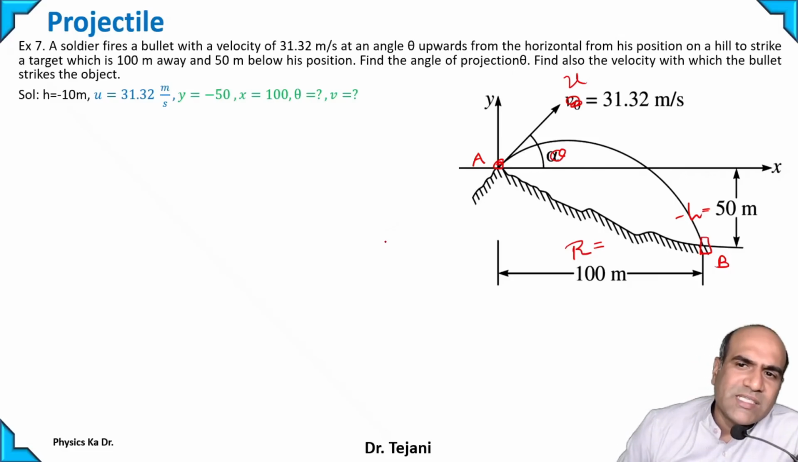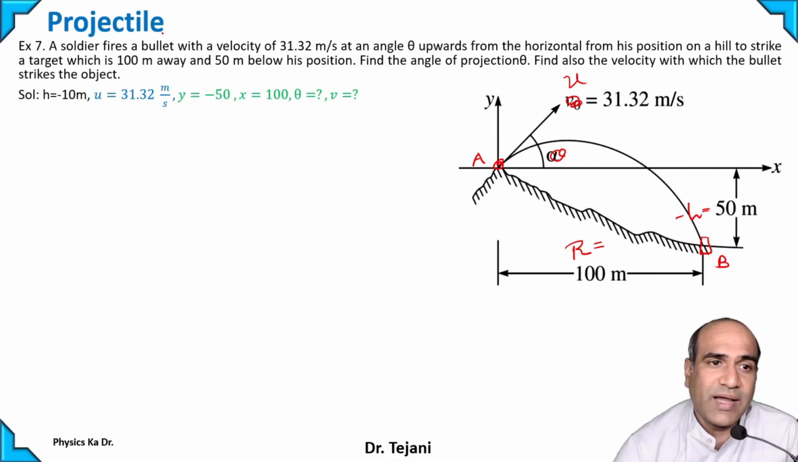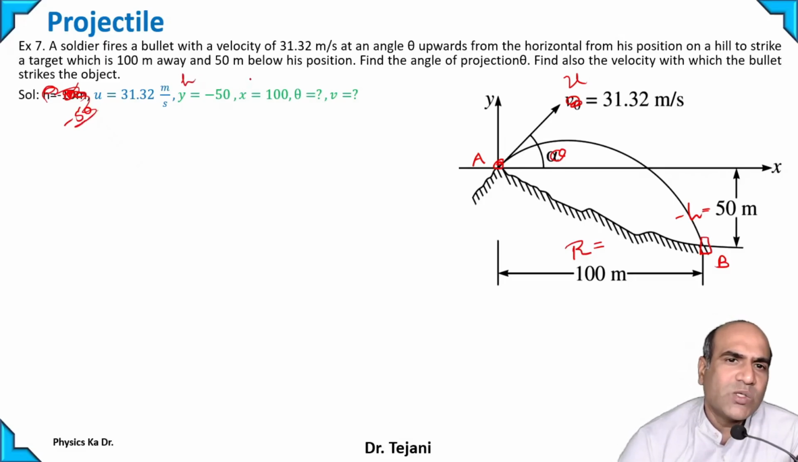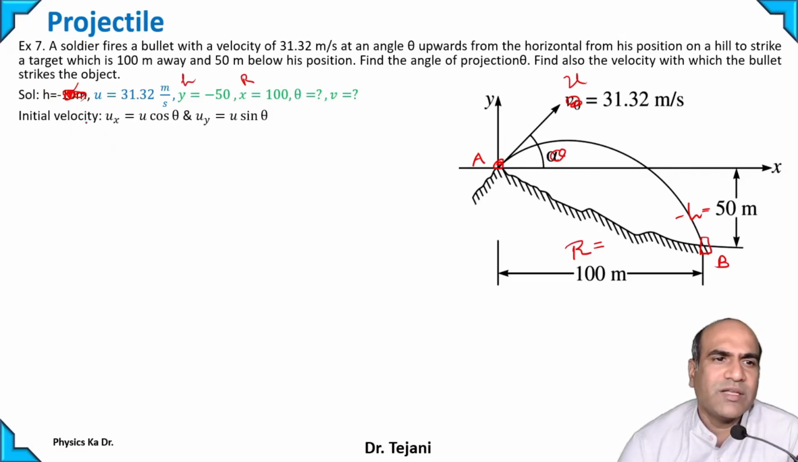Given is h equal to minus, not minus 10, but minus 50. u is equal to 31.32, y is equal to minus 50. So this height is not required separately, it is given already. You can take x equal to 100, or you can take R. Theta we need to find, and velocity. We know that two components are available: initial velocity ux is equal to u cos theta, uy is equal to u sin theta.